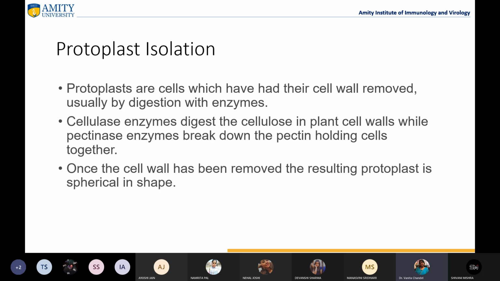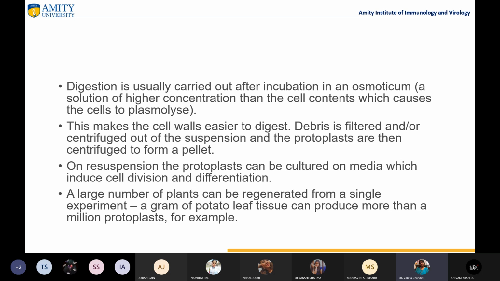A number of cellulase enzymes digest the cellulose in plant cell walls, while pectinase enzyme breaks down the pectin holding cells together, right? Once this cell wall is removed, the resulting protoplast is spherical in shape. Usually, the cell wall provides rigidity to the cell, right? It provides a kind of support to the cell. So if we remove the cell walls, definitely the cells are not in one particular shape, right?